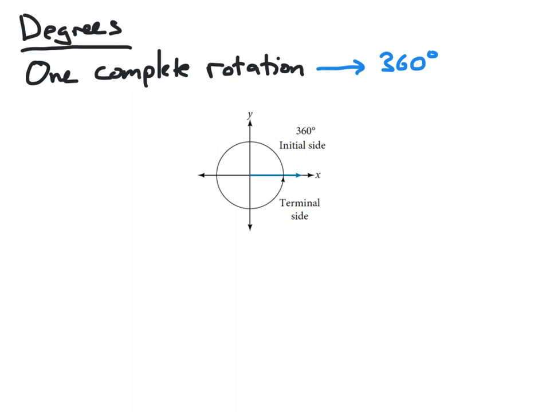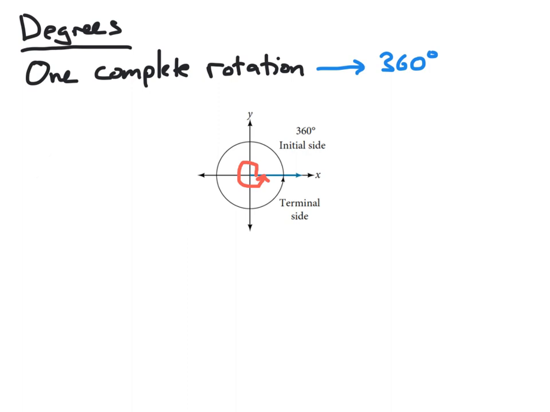So here we see an angle in standard position. The initial side and the terminal side are the same side because we have one complete rotation. So this angle was rotated completely around in a counterclockwise direction, and this would be 360 degrees. All other angles are defined as proportions of this angle.